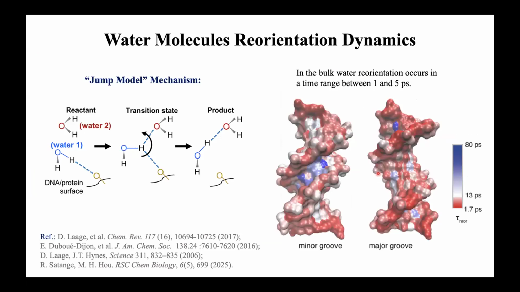An important process for the water dynamics in the hydration shell, as well as in the bulk solution, is the exchange of hydrogen bonds, which can happen when a water molecule reorients itself through a large jump or turn. This reorientation mechanism is well described by the jump model, which was proposed by Laage and Hynes. I hope I pronounce their names correctly.